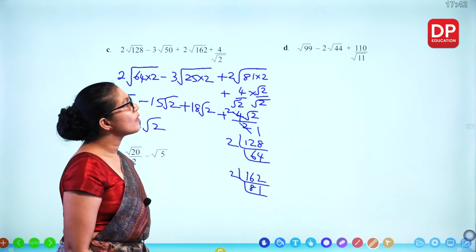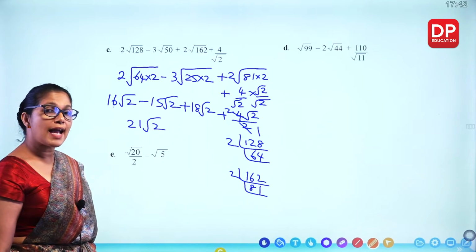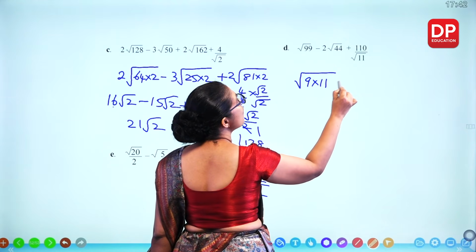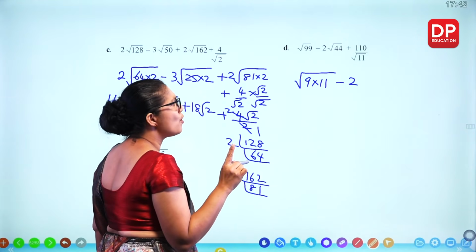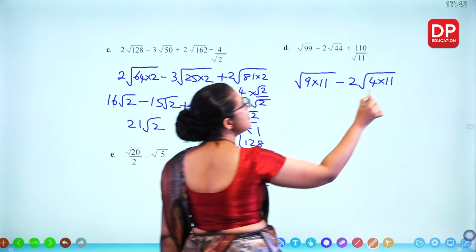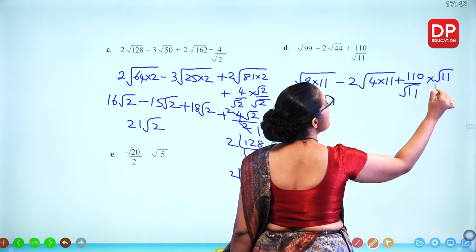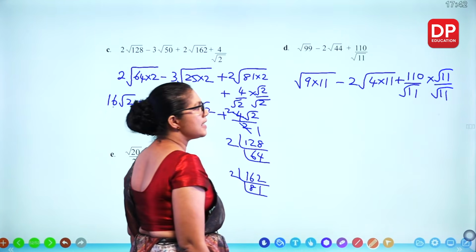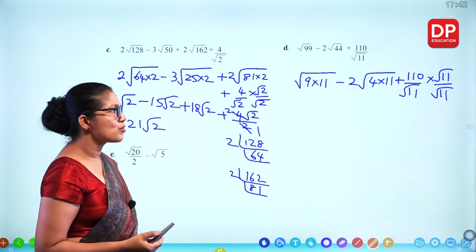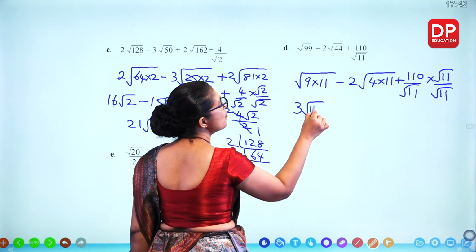This one, 99. What's the square number for 99? We know that's 9 times 11. So I can write 9 times 11 for 99. What about 44? I can write 4 times 11. And this one I can rationalize. I can multiply both the numerator and the denominator by root 11. Then you can separately take the square root. What's square root of 9? You get 3. So the answer is 3 root 11.